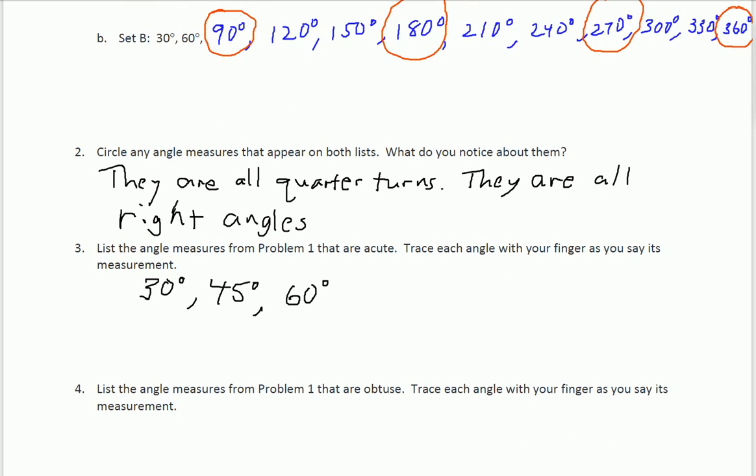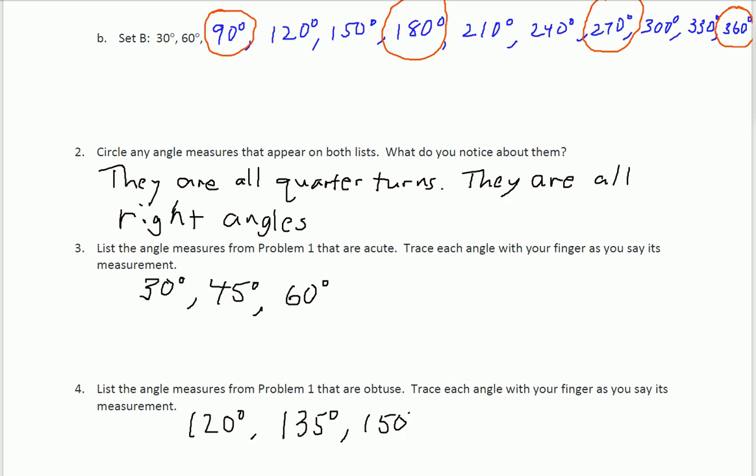So we have 120, greater than 90, but not greater than 180. We can't go past 180. So we have 100. We have 120. We have 135 degrees, and lastly 150 degrees.